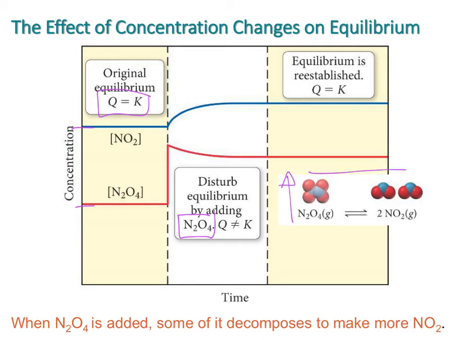It is going to shift this way to counteract this disturbance. So we increase the N2O4, it went from this concentration to this concentration. To counteract that change, we are going to increase the amount of NO2 being formed. So it shifts this way, NO2 starts forming, this decreases, and you reach new equilibrium concentrations. And now Q equals K again, equilibrium is reestablished.